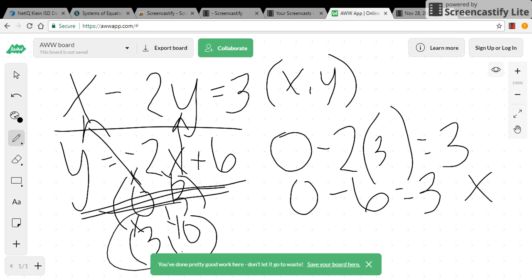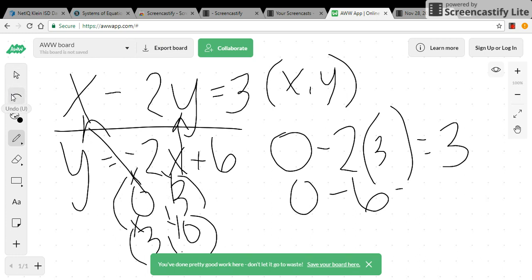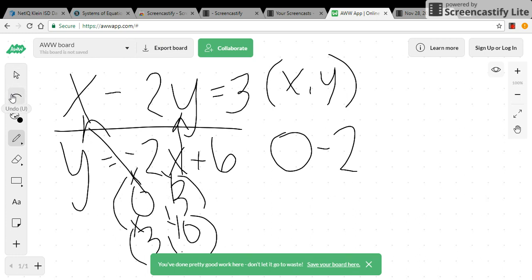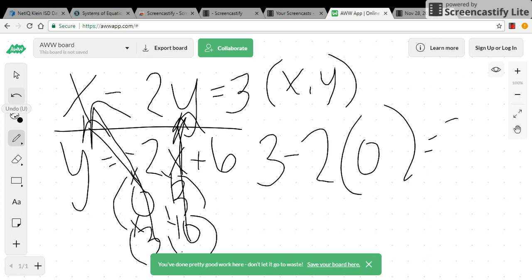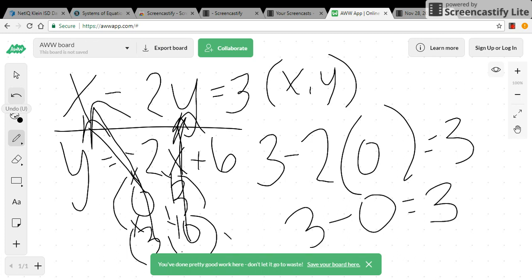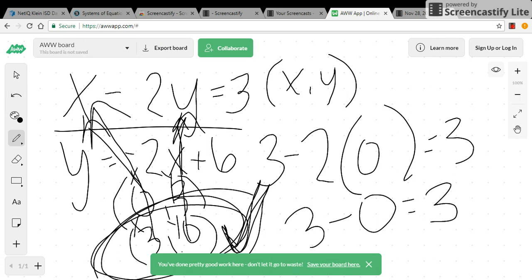Let's go ahead and try the opposite. Let's plug in 3 into x and 0 into y. Okay? So I'm going to backtrack just slightly. We're going to try the second one. We're going to try 3 into x, 0 into y. 3 minus 2 times 0 equals 3. 3 minus 0 equals 3. Is that true? Sure is. We already know our correct answer. Yay, hooray.